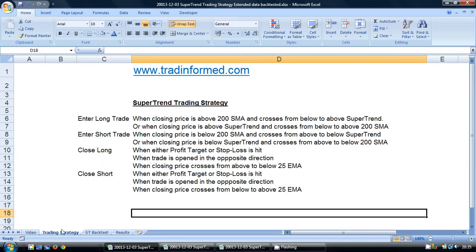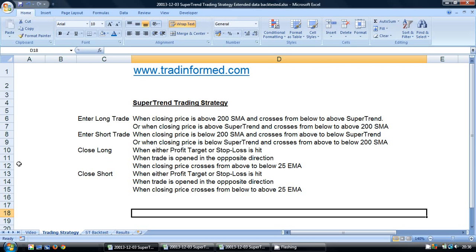Okay, so the trading strategy is here. It is a nice, simple, robust trading strategy. It's certainly possible to refine this and potentially improve it and make it more profitable. We're going to enter a long trade when the closing price is above the 200 SMA and then crosses from below to above the SuperTrend, or when the closing price is above the SuperTrend and crosses from below to above the 200 SMA.